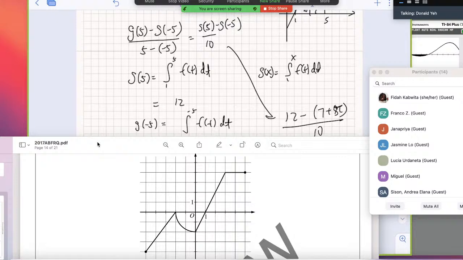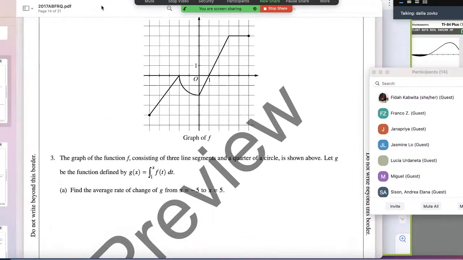Do you guys need more practice on this type of questions? Could you go over the rest of the FRQ just to see if we got the other parts right? Okay, sure.